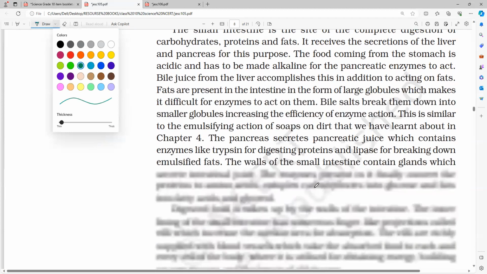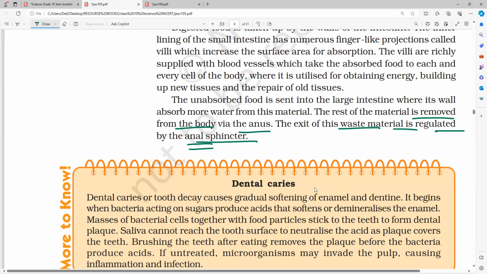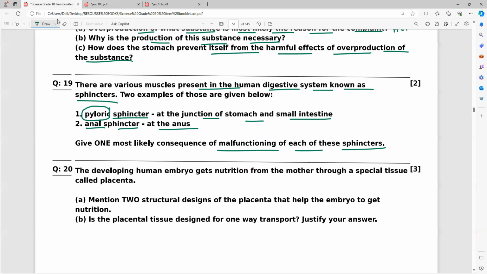Next, in the same way, the last one. The rest of the material, the unabsorbed food, is removed from the body via the anus. Excretion is into the large intestine, where its walls absorb more water from this material. The rest is removed via the anus. The exit of this waste material is regulated by the anal sphincter. If the anal sphincter fails, what will happen? There is no control of excretion.